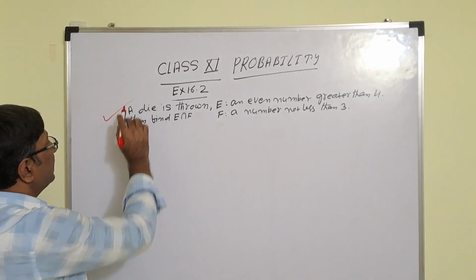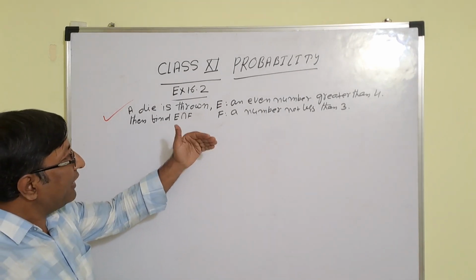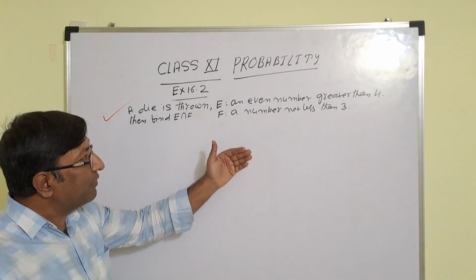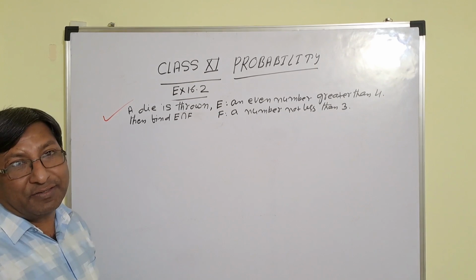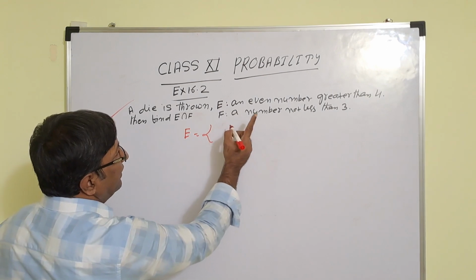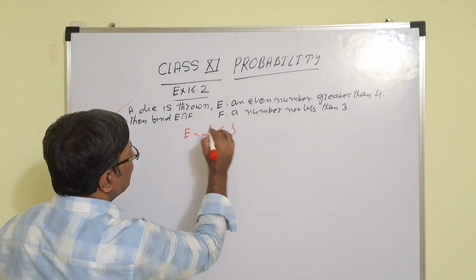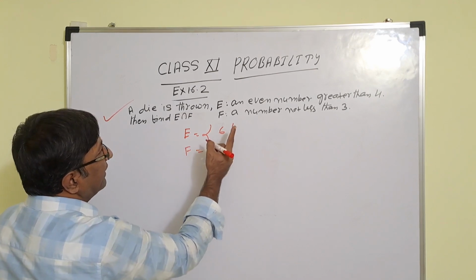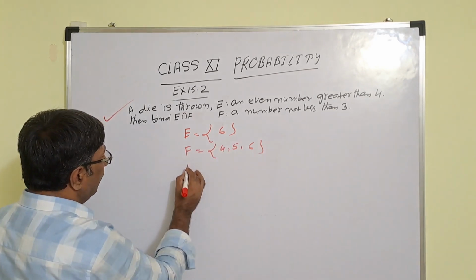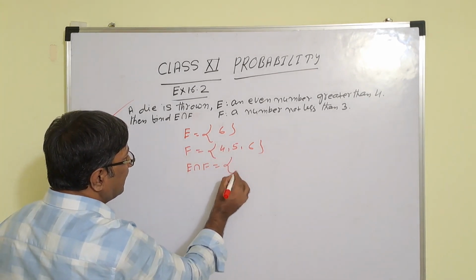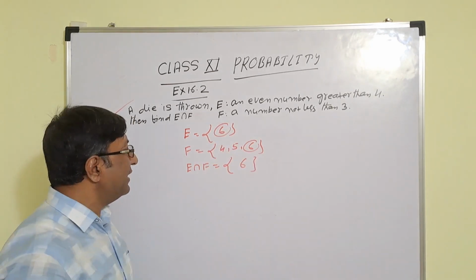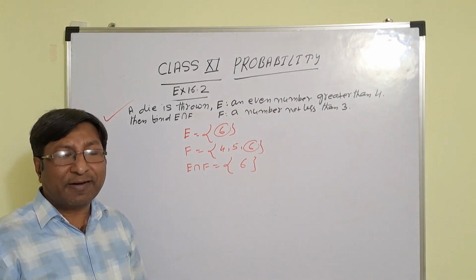Let's see the question. A die is thrown where event E is an even number greater than 4 and event F is a number not less than 3. Then find E intersection F. For this type of question, first you find what are the members of event E. So an even number greater than 4, that is only 6. And F equal to what? A number not less than 3. So that is 4, 5 and 6. Now we have to find E intersection F. Intersection is what? That is the common. So here 6 is the common. So our correct answer is E intersection F equal to 6. This is the right answer.